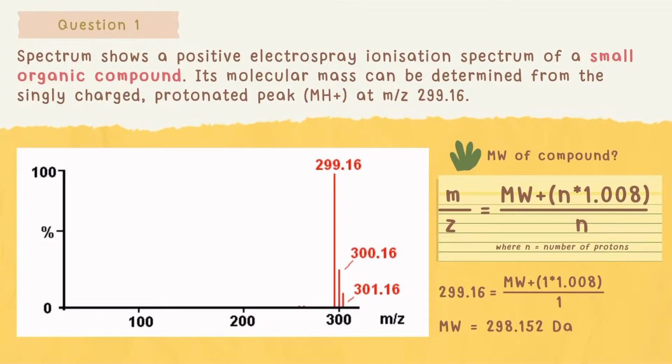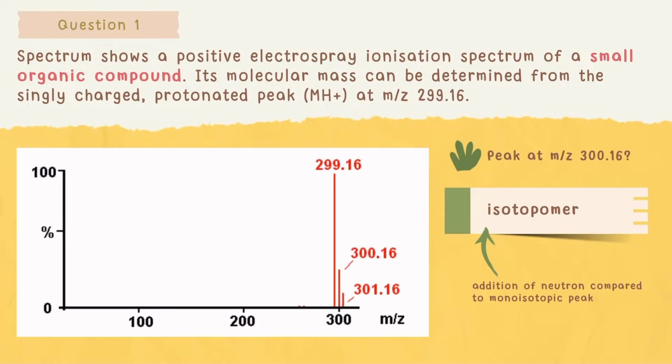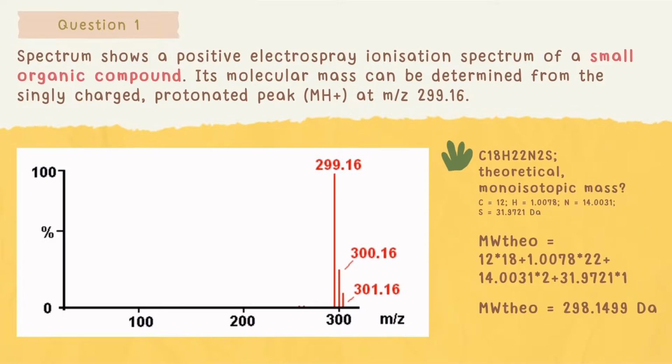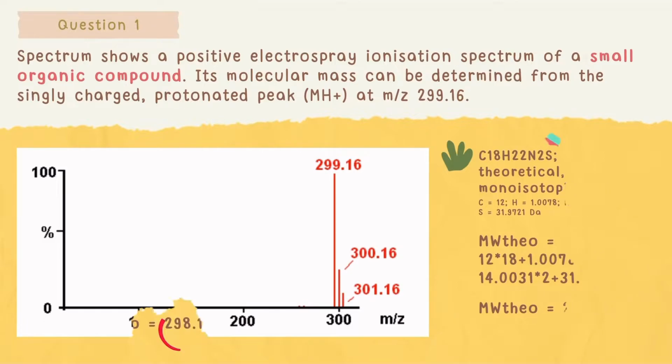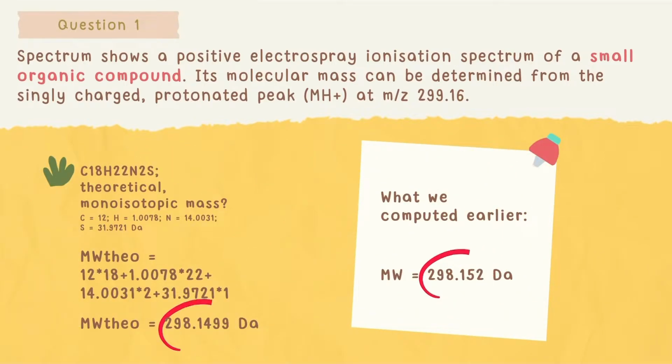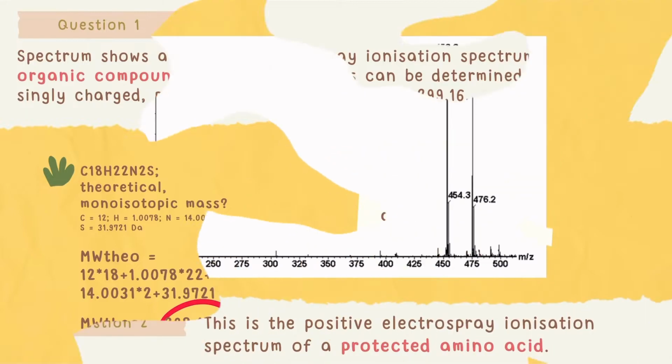298.152 daltons. Next to the 299.16 peak are two more peaks. These correspond to the isotope peaks or isotopomers. If we know the molecular formula of the sample, here given as C18H22N2S, then we can calculate the theoretical molecular weight. Using the given atomic weights and the molecular formula, the molecular weight should theoretically be 298.1449 daltons. And comparing this with what was obtained from the spectrum, we see that it is accurate.